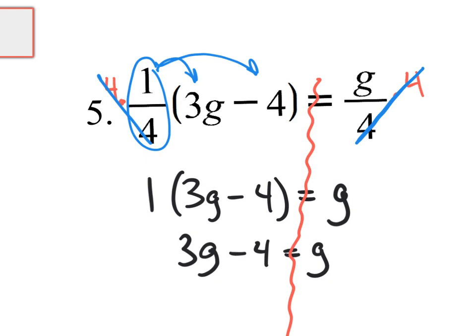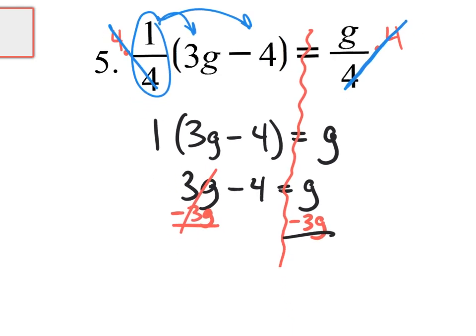So you could do it that way if you'd like, but it'd be easier to get rid of the 3g by doing a minus 3g, it canceling out, and what you do to one side, you do to the other. Then you're going to have a negative 4 on the left side of the equal sign. g take away 3g is negative 2g.